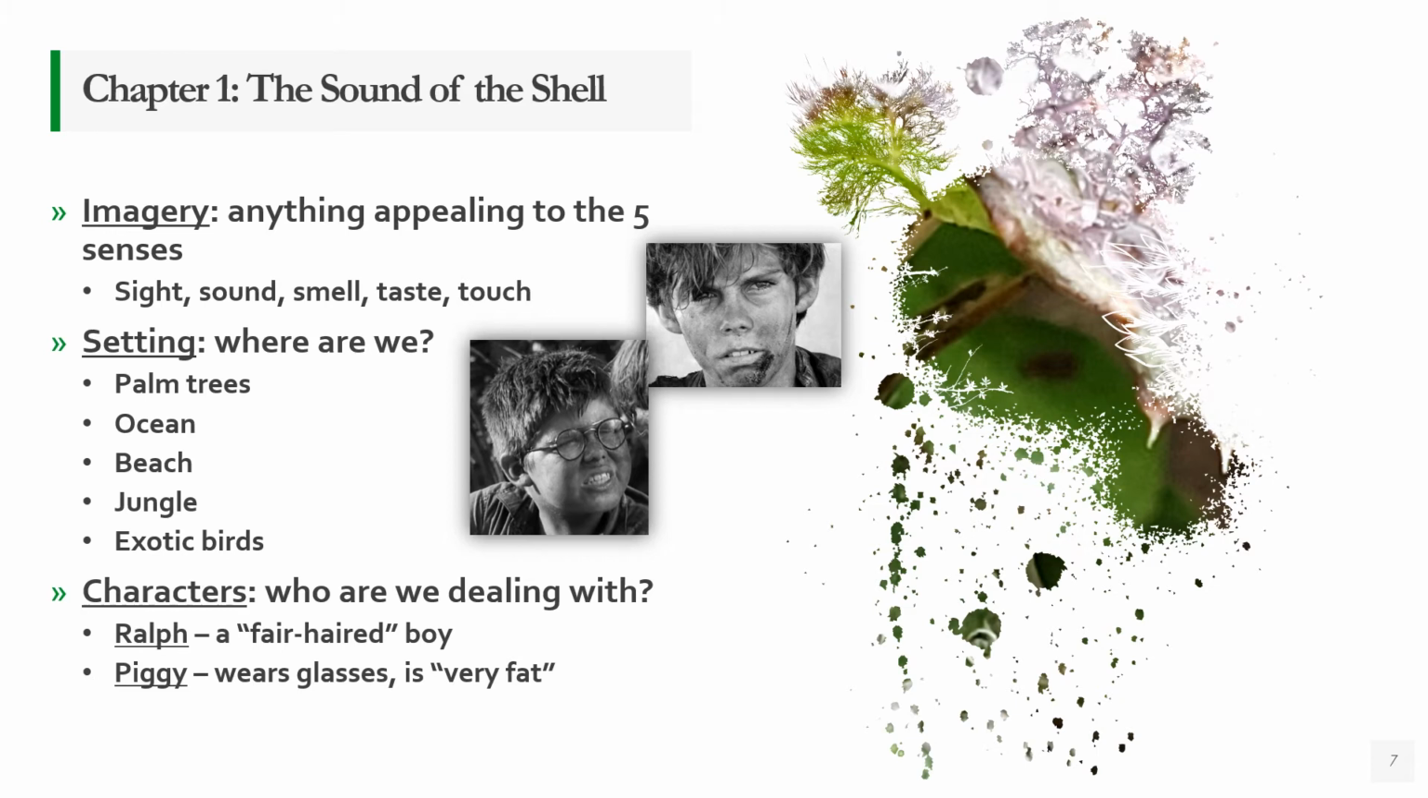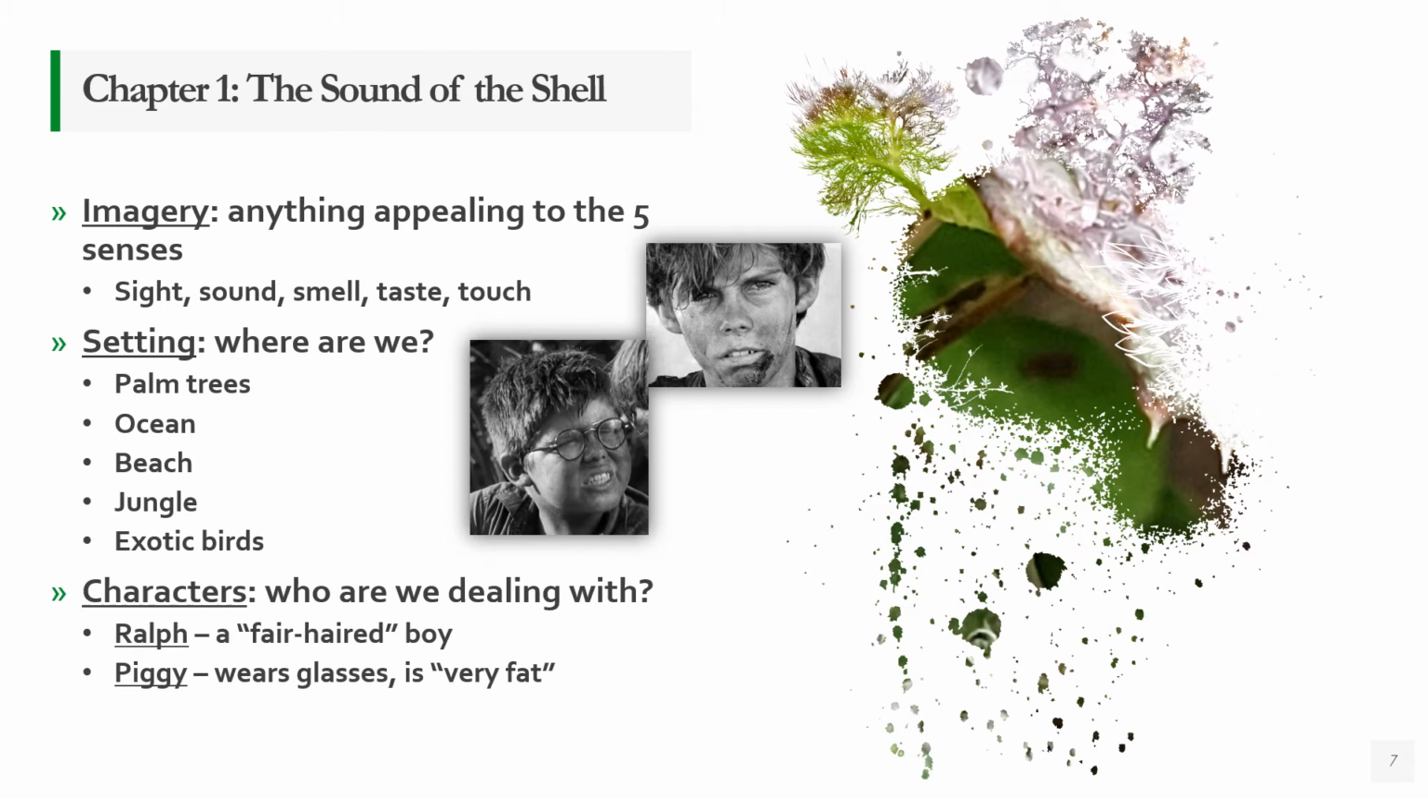And once Ralph tries to blow into it again, it does actually sound like a trumpet. Okay? It makes a loud, blasting horn sound that kind of echoes throughout wherever they are. Okay? And he realizes just how much the sound is carried and thinks that this may or may not be a good idea, okay? Because we don't know exactly what else is out there.